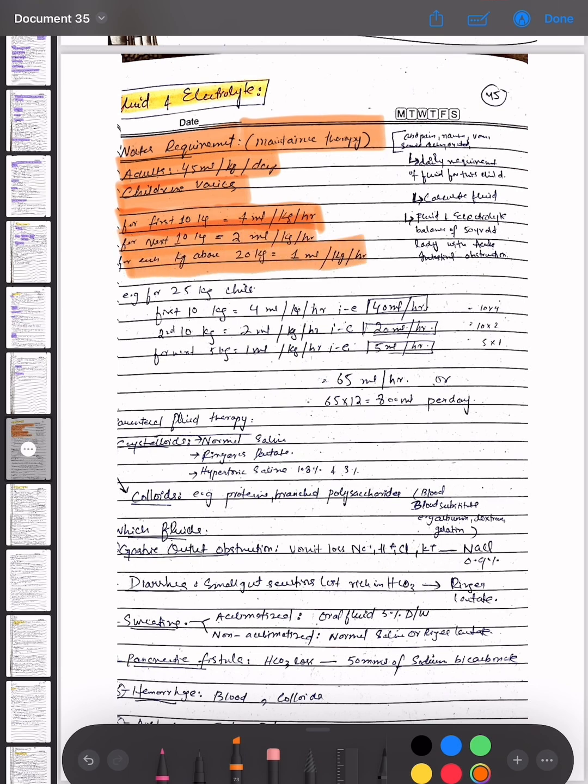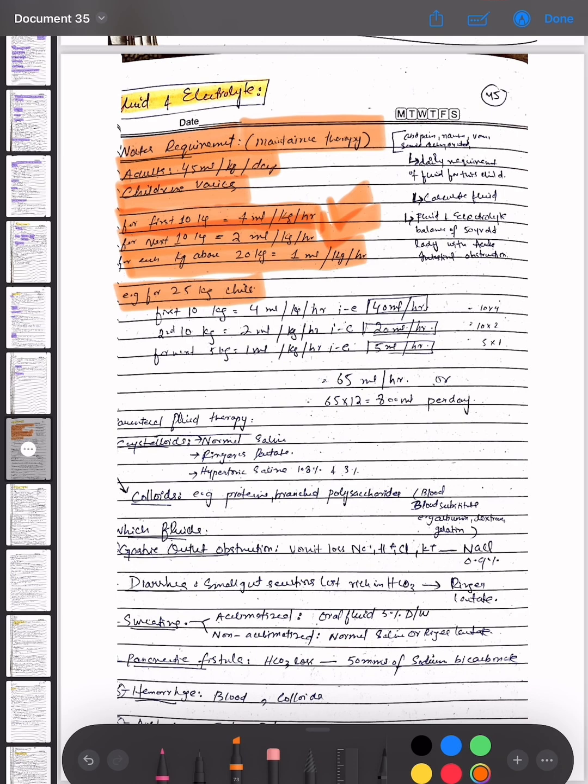For example, if we have a child whose weight is 25 kg, then for the first 10 kg the fixed fluid is 4 ml per kg. In 25, minus 10, 15 is left. The fluid for the next 10 kg will be 2 ml per kg, and then 5 kg remains. 20 kg is calculated: for the first 10 kg it is 4 ml, for the next 10 kg it is 2 ml. Then 5 kg is left, which is above 20 kg, and for each kg above 20 kg the fluid required is 1 ml per kg per hour.